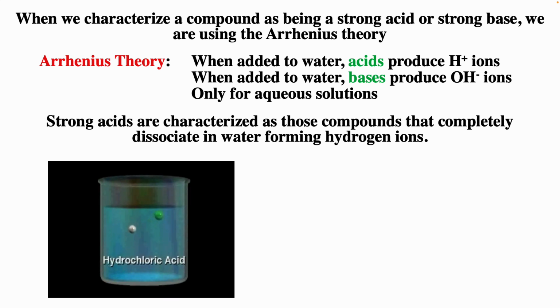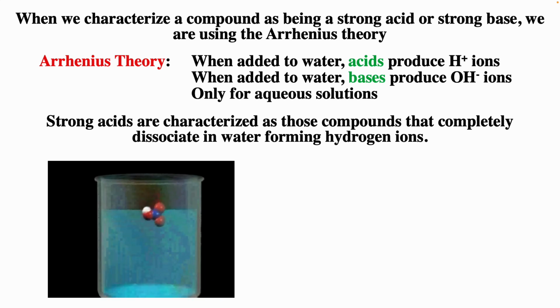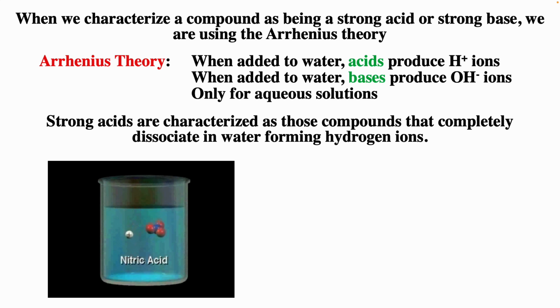Hydrogen chloride is very soluble in water and is completely dissociated. It is therefore a strong electrolyte. Nitric acid is another common strong acid. Upon dissolving in water, nitric acid completely ionizes to form an acidic solution. Like hydrogen chloride, nitric acid is a strong electrolyte.